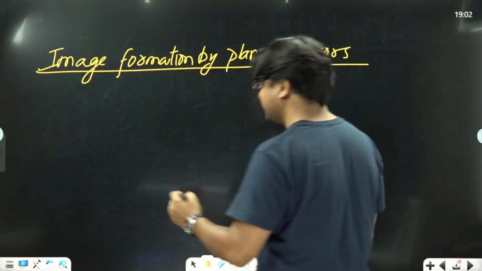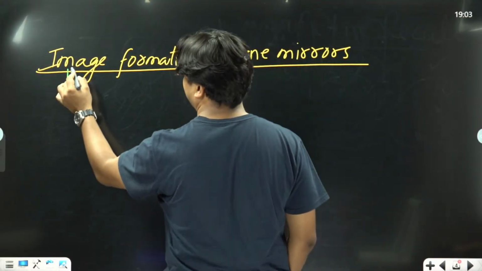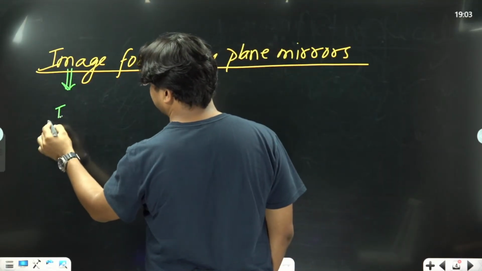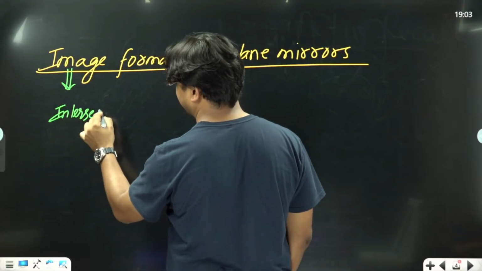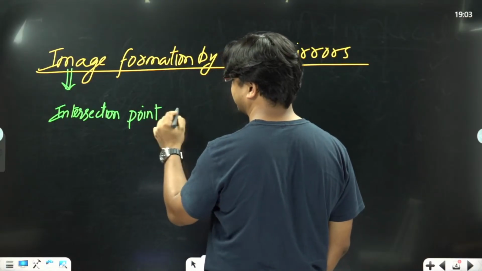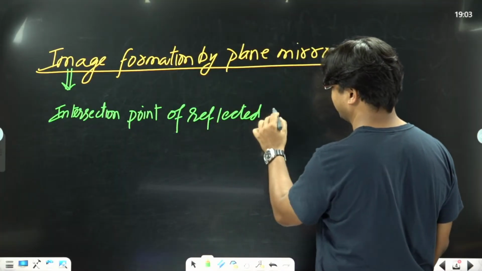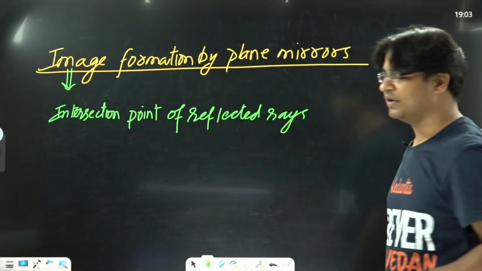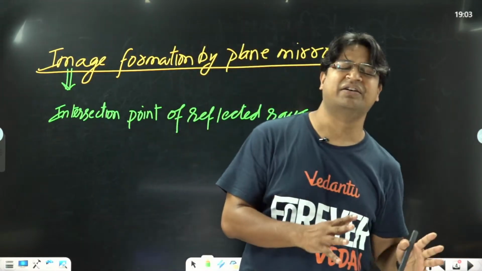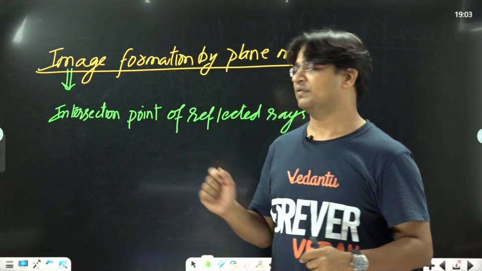Now when we say image, do you recall what we were supposed to talk about? Image is the intersection point of reflected rays. Do you remember this? When we talk about reflection, it is the intersection point of reflected rays. When we talk about refraction, it becomes the intersection point of refracted rays. Right now, because we are discussing mirrors, it has to be the intersection point of the reflected rays.